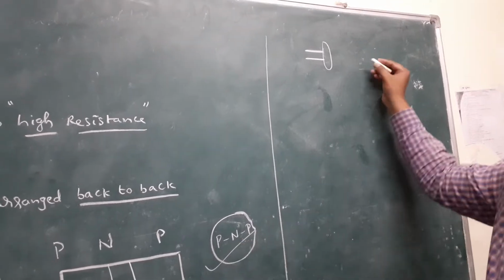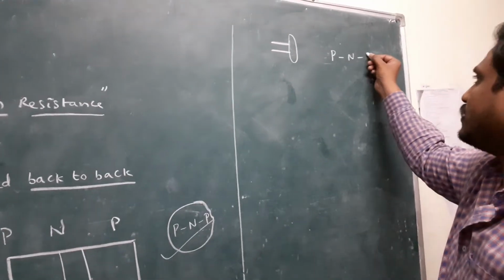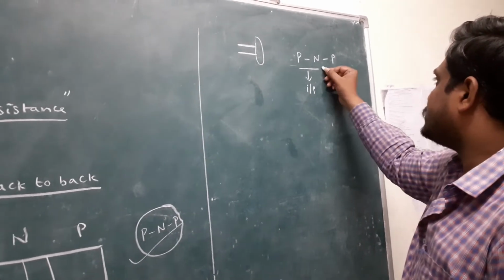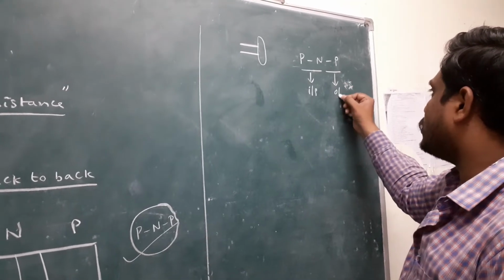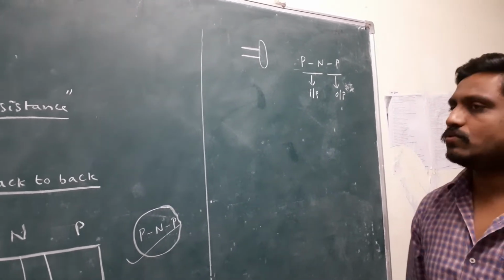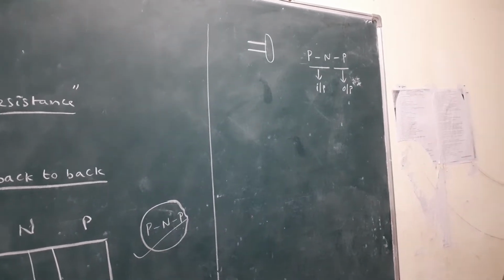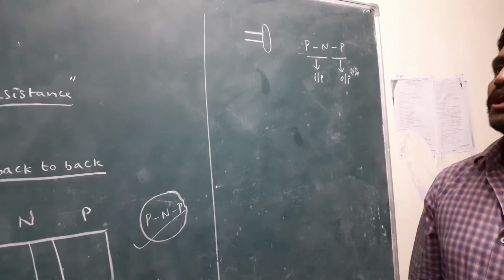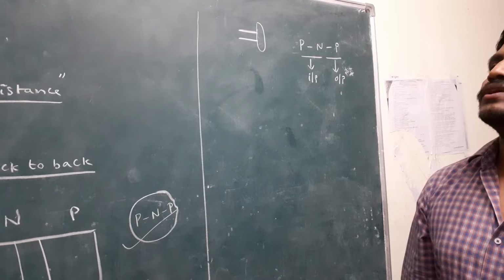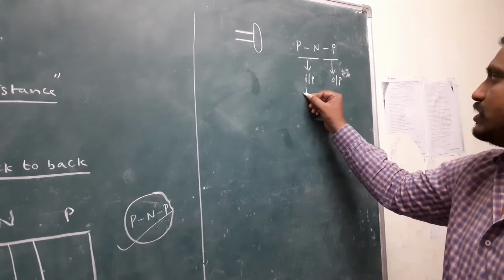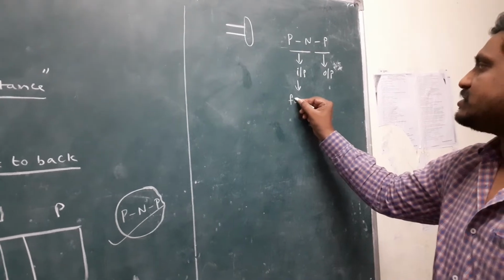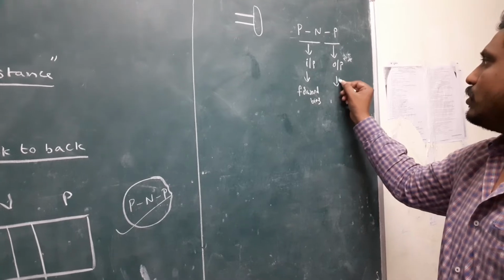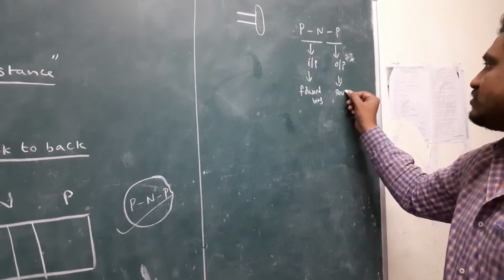But here in the transistor, three terminals are there. Here, the first two terminals are taken as input, and the second two terminals are taken as output. What is the use of transistor? To transfer a current from low resistance to high resistance. That means the first two terminals are always connected in forward bias, and the second two terminals are connected in reverse bias.